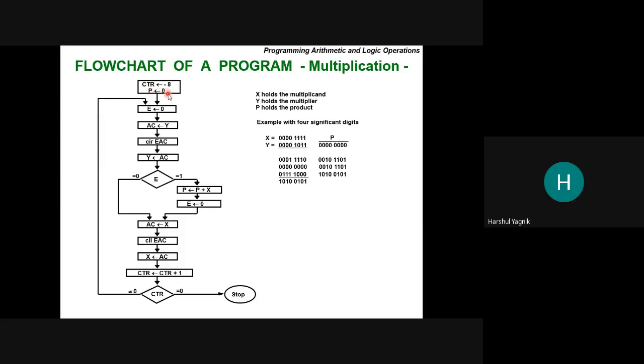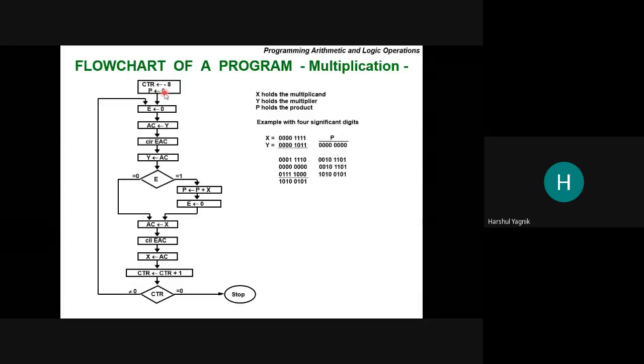Then our loop starts. In the loop, the first thing that is done is our overflow flag is reset to 0. Overflow flag is reset to 0. Next thing that is done is that the accumulator is loaded with the multiplier, this Y value. Then shift, right? So circular shifting with the overflow flag. Circular shifting with E flag.